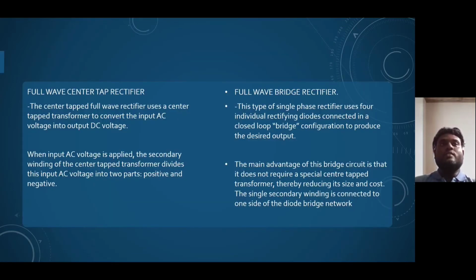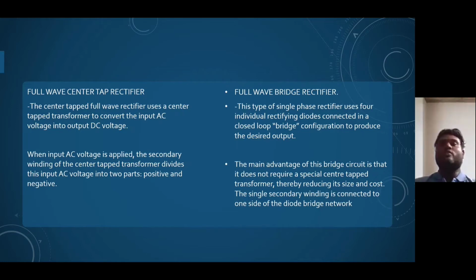The center tap full wave rectifier uses a center tap transformer to convert the input AC voltage into output DC voltage. When AC voltage is applied, the secondary winding of the center tap transformer divides this input AC voltage into two parts, one positive and one negative.